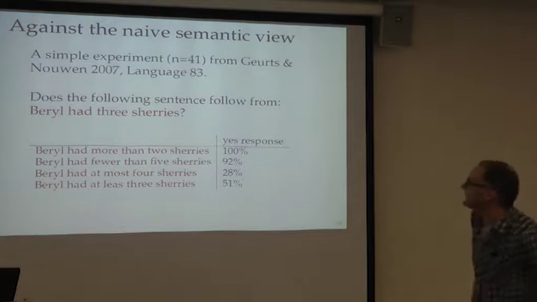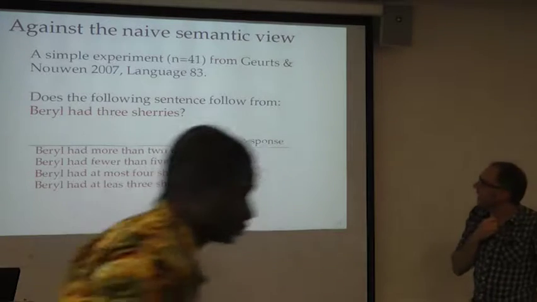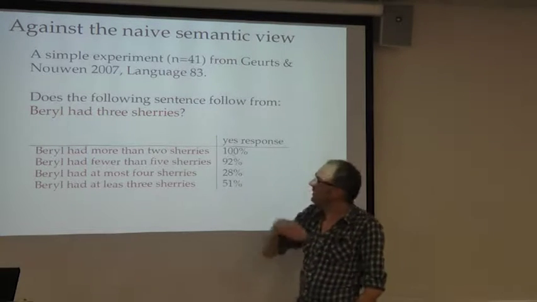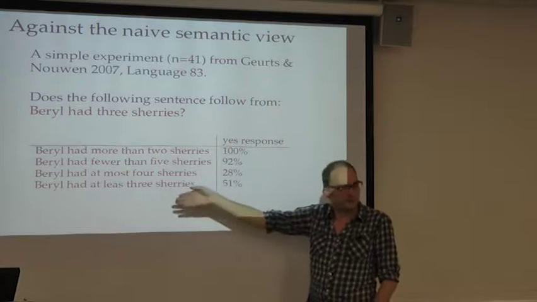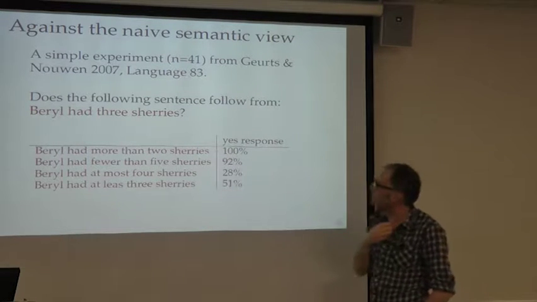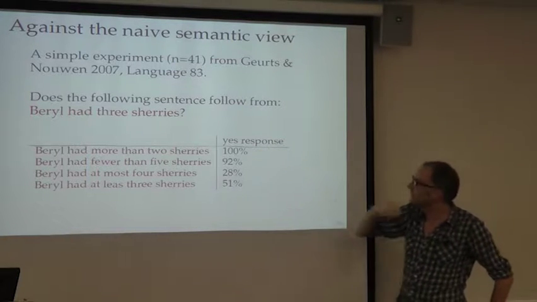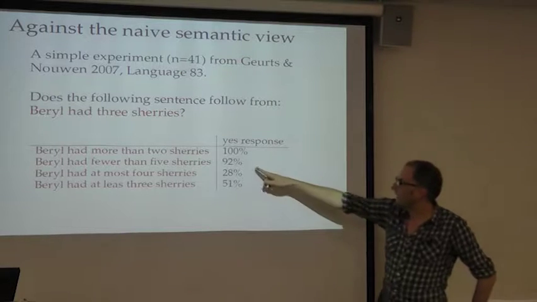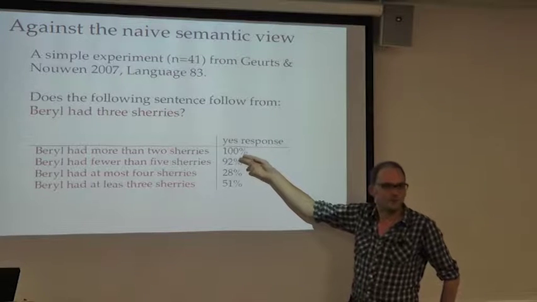Now, we doubted this quite a few years ago, Bart Geurts and me, in a paper from 2007, and we did a very simple experiment. So this was again one of those reasoning experiments. We gave people a premise like Beryl had three sherries, and then we asked subjects whether these sentences followed. So does it follow from Beryl had three sherries that Beryl had more than two sherries? And 100% said yes. Does it follow that she had fewer than five sherries? 92% yes. Up to this day, we really have no clue what happened to those 8%.